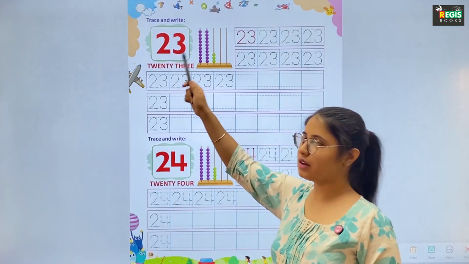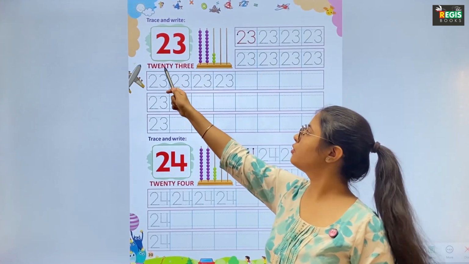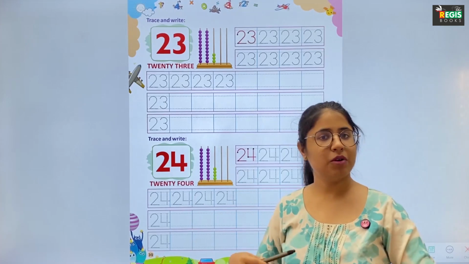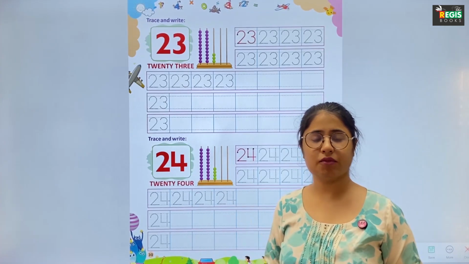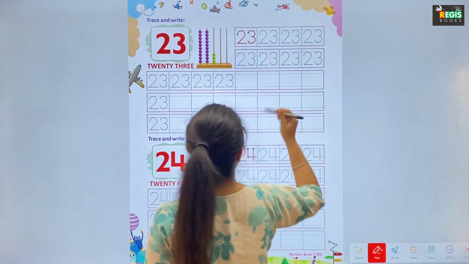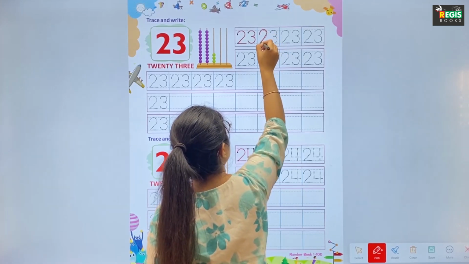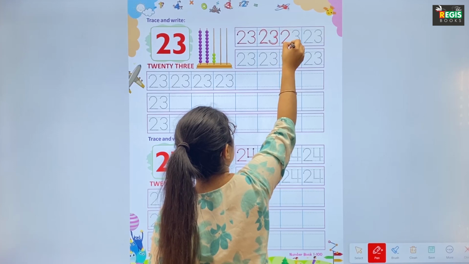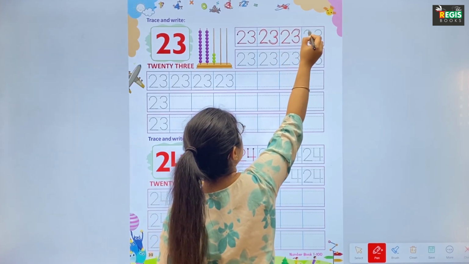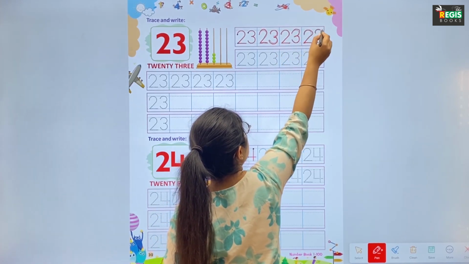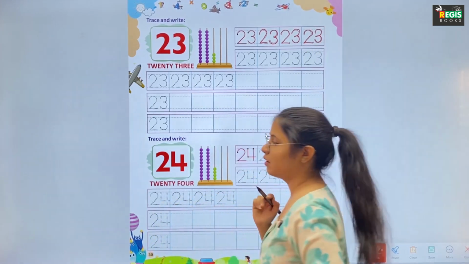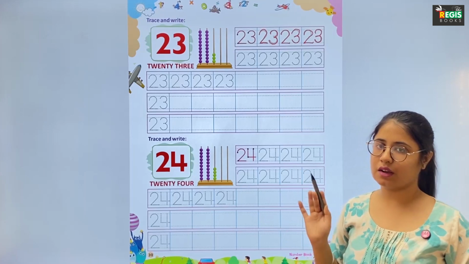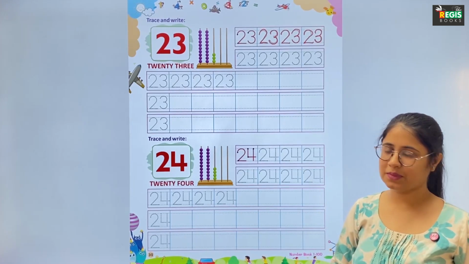Trace and write. 2, 3, 23. These are 23 dots. We write the number 23 by writing 2 and 3 together. So first write 2 like this, then trace 3. 2, 3, 23. And kids, similarly आप rest of the boxes में number 23 लिखकर उसकी practice करोगे.